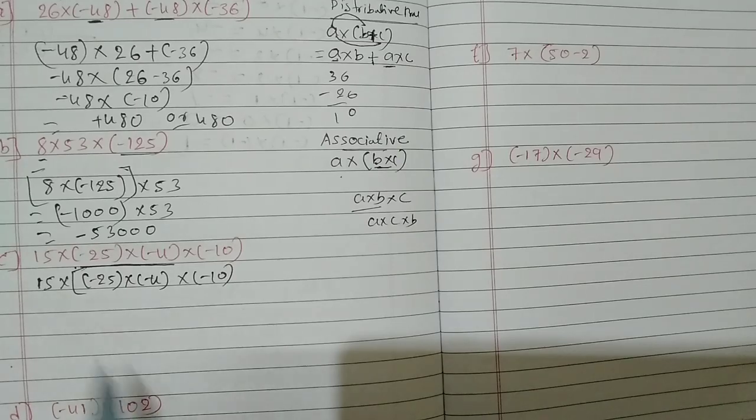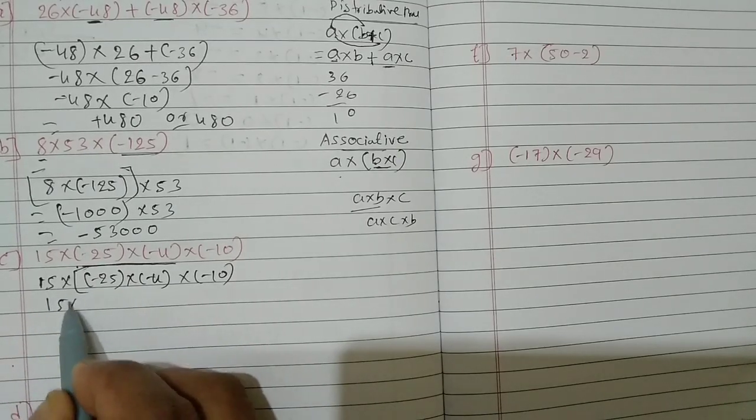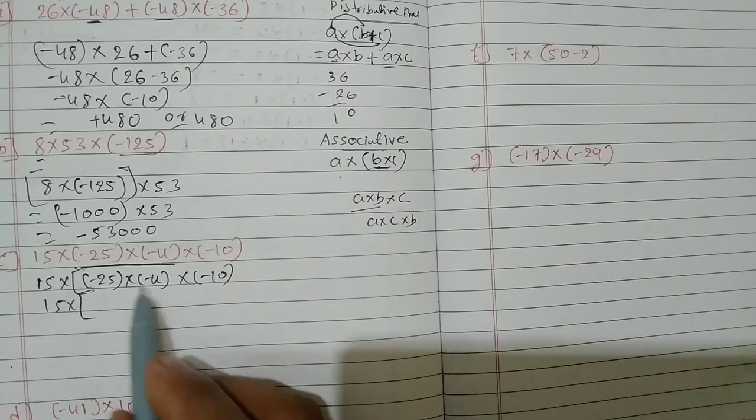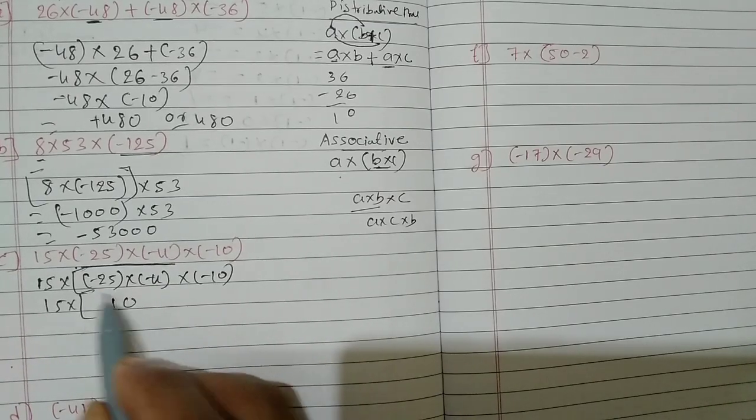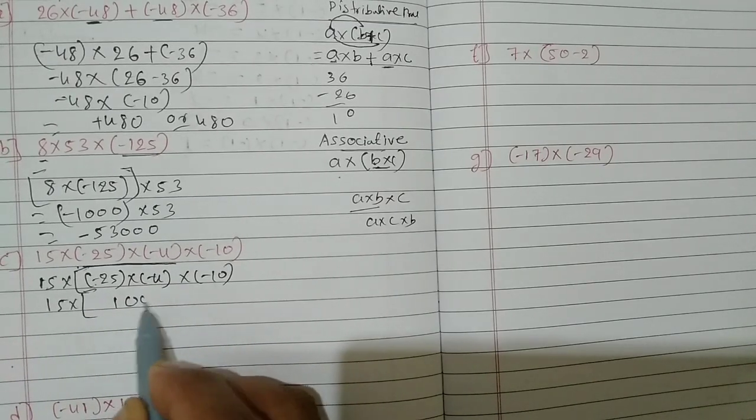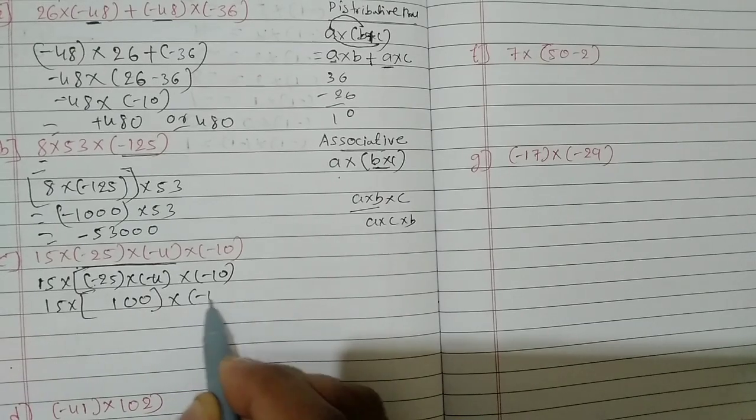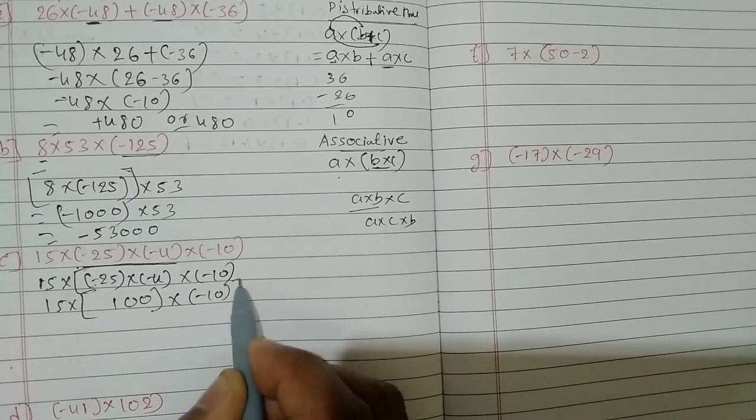So 15 into, what is 25 fours? 25 fours are 100. Minus into minus becomes plus. So into this minus 10, correct?